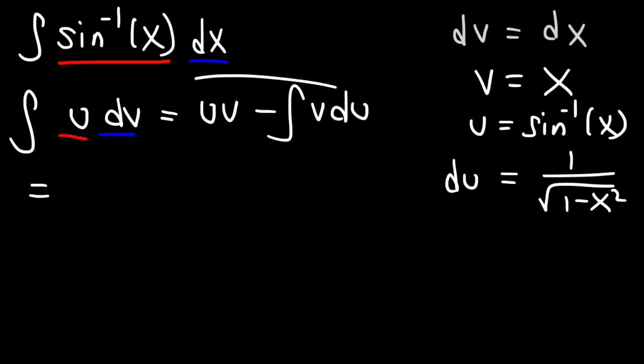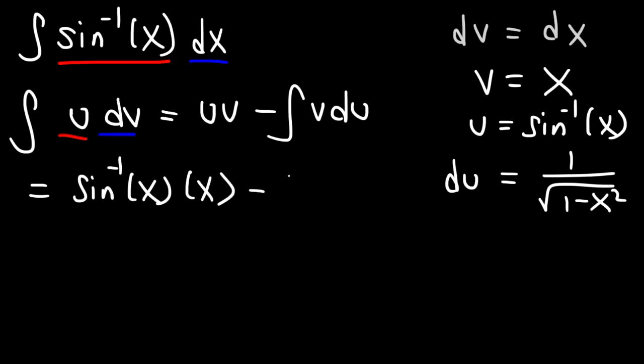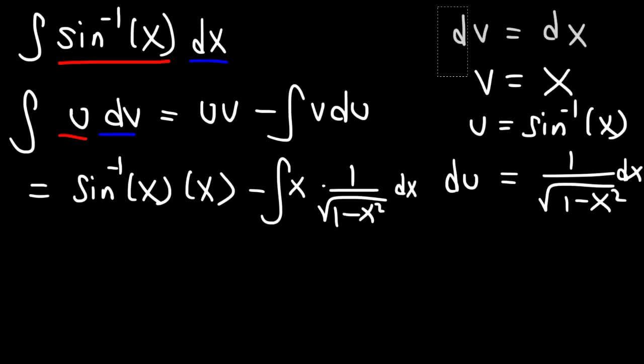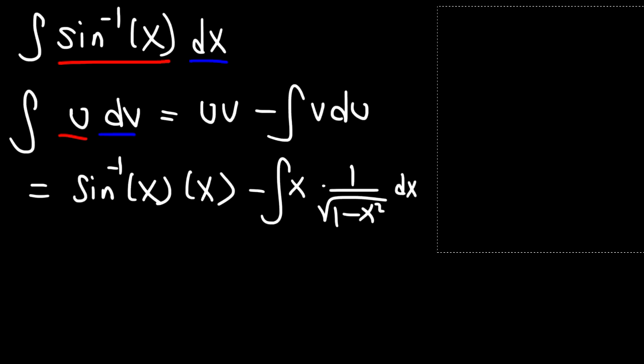And so it's going to be u times v, so u is arcsine of x, times v, which is x, minus the integral of v, so that's x, times du, which is going to be 1 over square root of 1 minus x squared dx. So we no longer need this part. We can get rid of that. But we do need to use u-substitution for that integral.